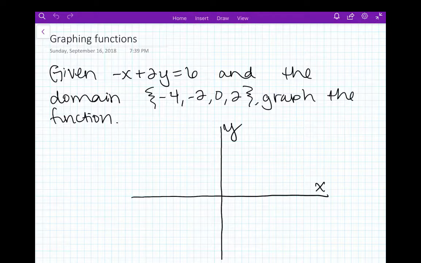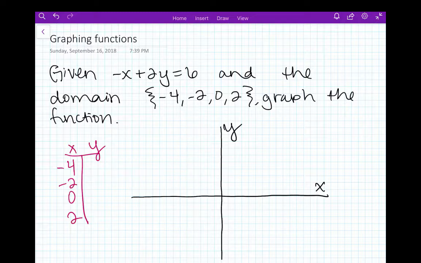We're going to look in this video at graphing functions. Given negative x plus 2y equals 6 and the domain negative 4, negative 2, 0, and 2, graph the function. So remember, my domain is my x, so I'm going to make a table because tables are my favorite. So negative 4, negative 2, 0, and 2.